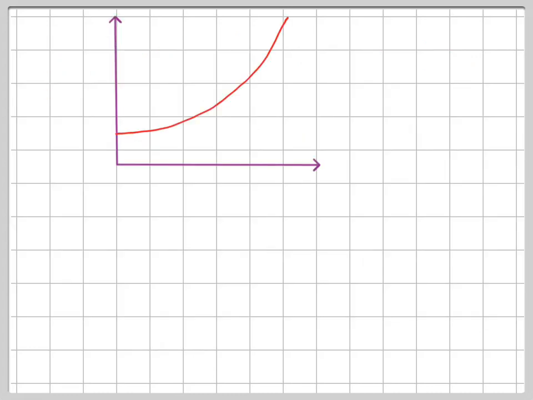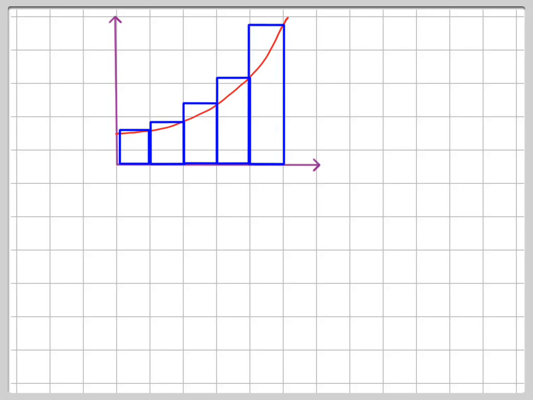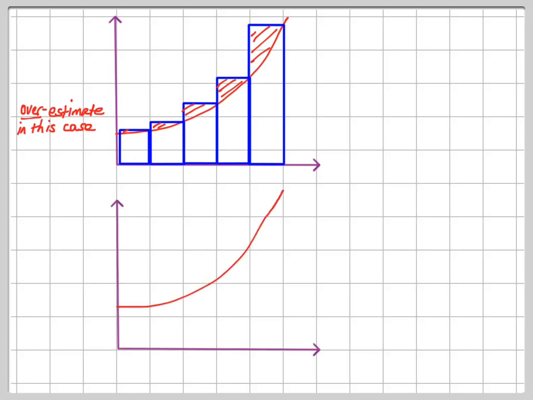Now, in this case, we're going to do the curving upwards curve for the right-hand estimate, and you can see that in this case it's an overestimate, the reverse of what the left-hand procedure was. Okay, it was an underestimate. How can we improve the accuracy?